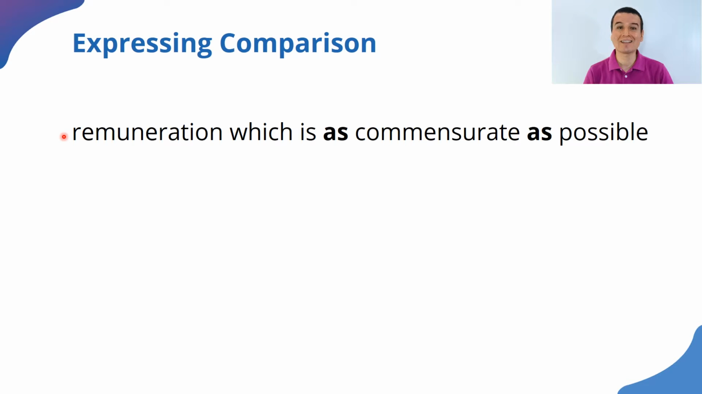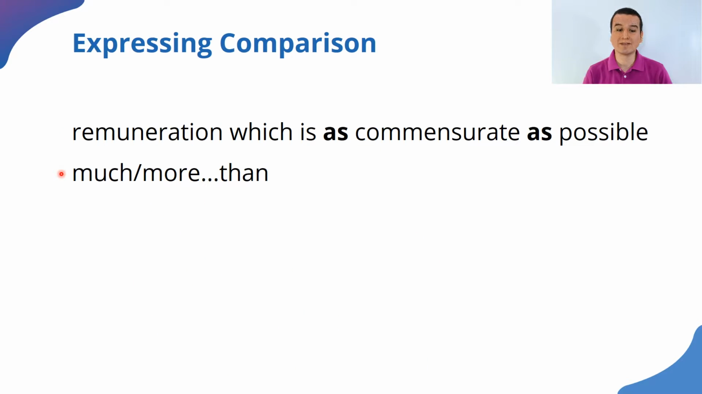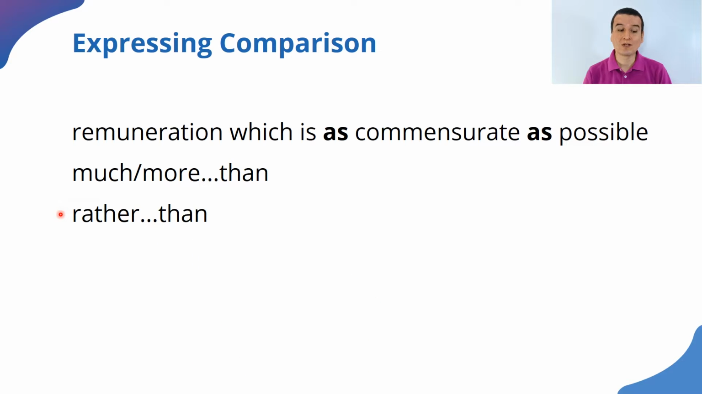So as is before and after an adjective that is expressing how tall we are. And if we are the same height, we say as. All right? We could also say much more than or just more than. All right? We could say rather than, or we could say fewer than or less than. Fewer, we use it for count nouns, countable nouns, things that we can count, like there are fewer people here. Or less than, things that we can't count, like cold.